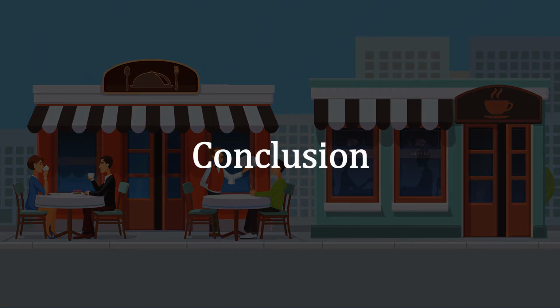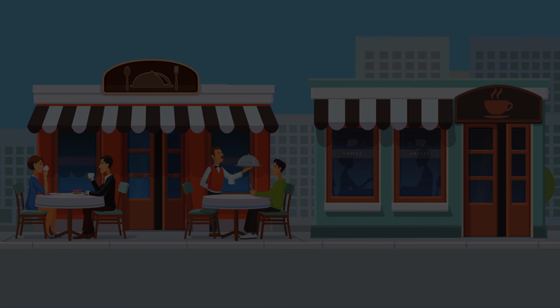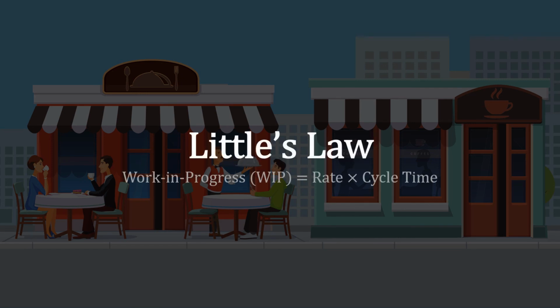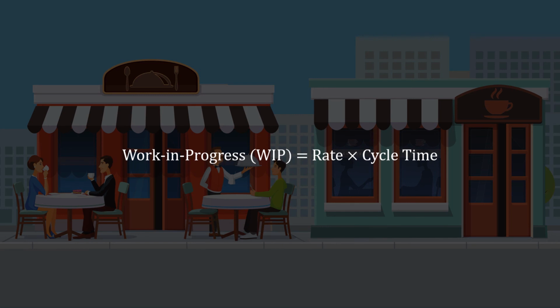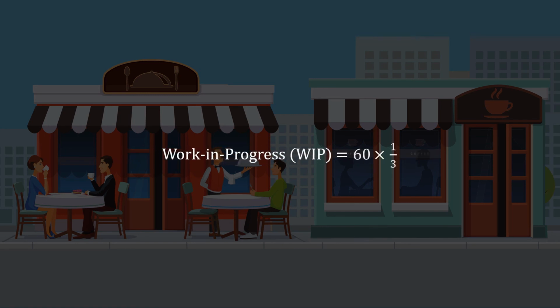Hence, I will always have 20 customers in my cafe, so now I know I need 20 seats in the perfect scenario. Any less may leave me at risk of a customer waiting outside, any more would be unnecessary expenses. This is my cafe's work in progress. What does Little's Law say? The work in progress is equal to the rate multiplied by the cycle time. In our case, 60 customers per hour multiplied by 1/3 of an hour, which gives me 20 customers, once again, as concluded manually.